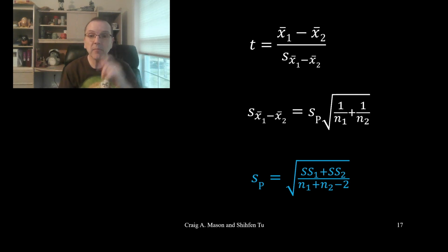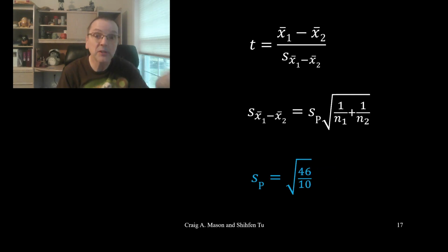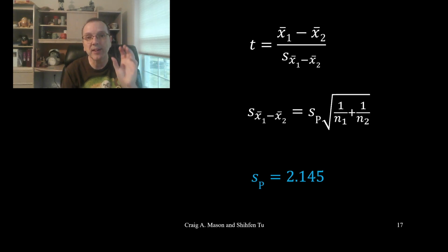So we plug them in. We put in our sum of squares of 24 plus 22. So that's 24 plus 22 divided by the sample size n1 plus n2 minus 2, so that's 6 plus 6 minus 2. That gives us 46 over 10, the square root of that. So 46 over 10 is 4.6, so we want the square root of 4.6, which is 2.145. That's our pooled standard deviation.